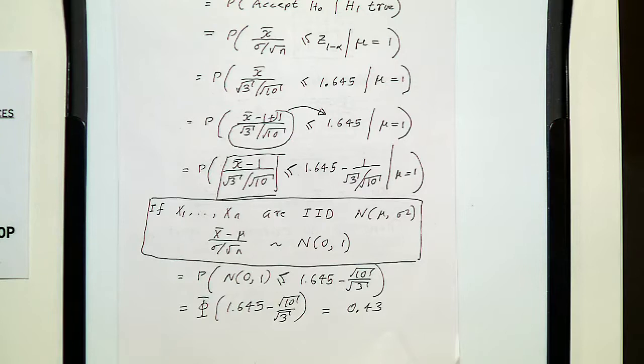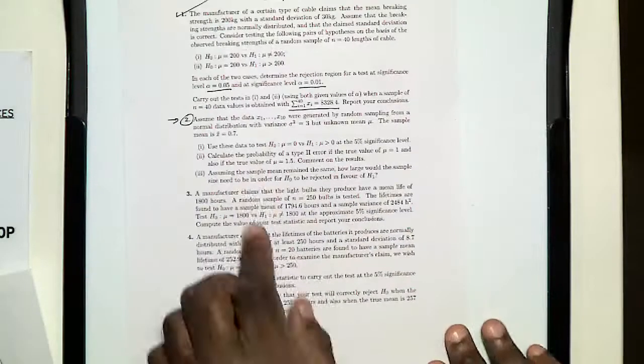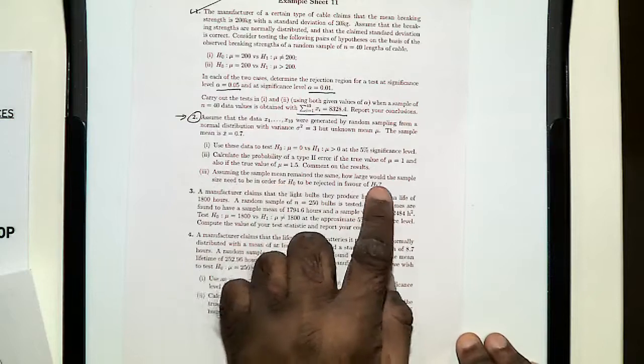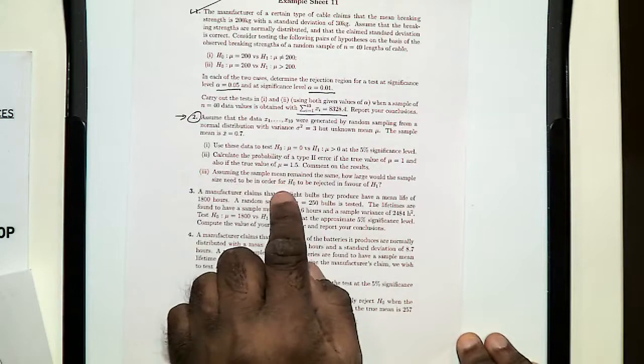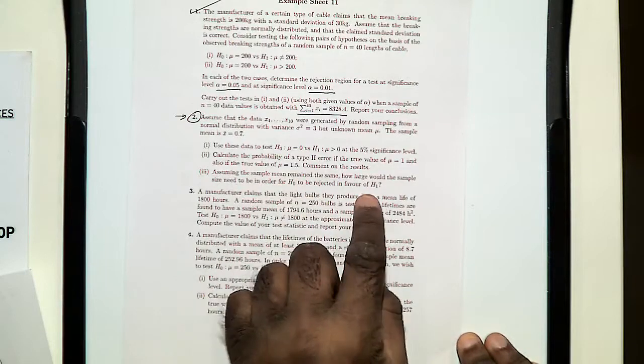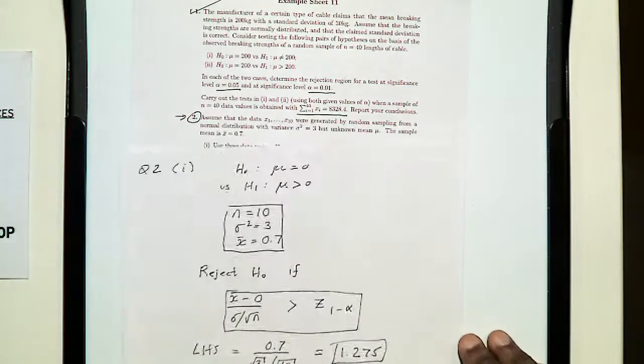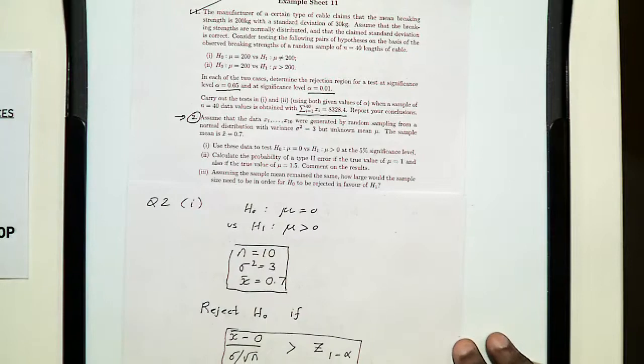Alright, that's part 2. Now part 3. Part 3 is to, assuming that the sample mean remains the same, how large should the sample be in order for H0 to be rejected in favor of H1? Now how would you do this question, guys? How would you do part 3?